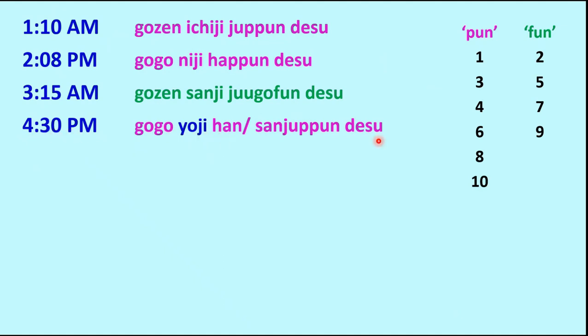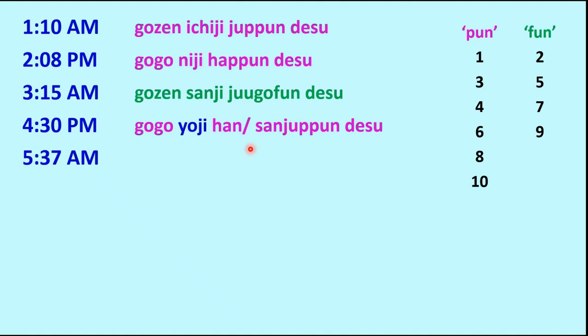4:30 p.m. is yoji han desu. But if we want to express this as 30 minutes, then it will be sanju pun desu. Sanju pun is 30 minutes. So we can write gogo yoji sanju pun desu, or more popularly gogo yoji han desu. Both are correct. And here yoji in blue color represents the exception of this hour, since it is not yonji, it is yoji. So gogo yoji han desu or gogo yoji sanju pun desu.